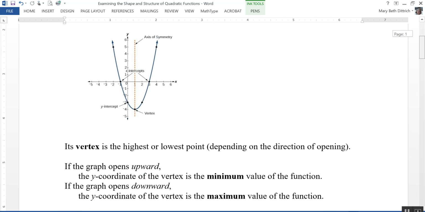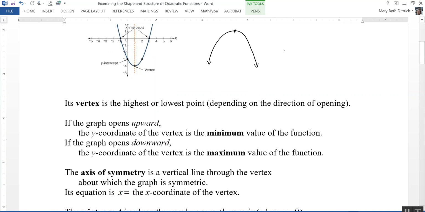Its vertex is the highest or lowest point, depending on the direction of opening. If the graph opens upward, then the y-coordinate of the vertex is a minimum value of the function. If the graph opens downwards, in other words, if it looks something like this, then the y-coordinate of the vertex is the maximum value of the function.